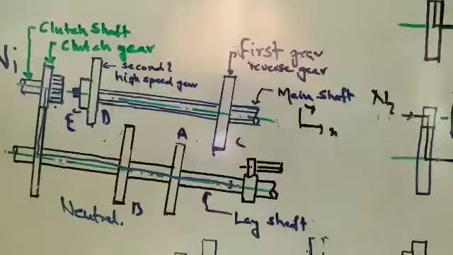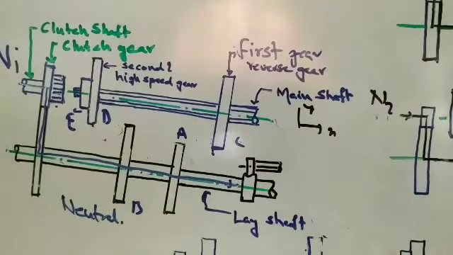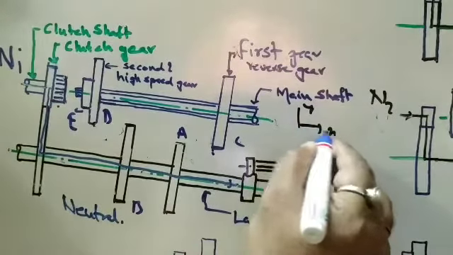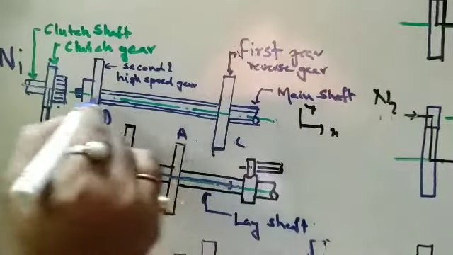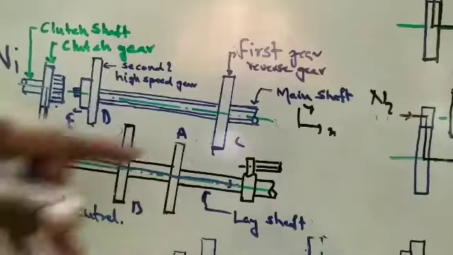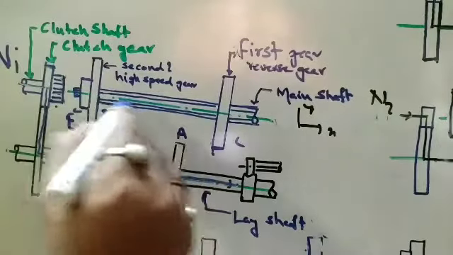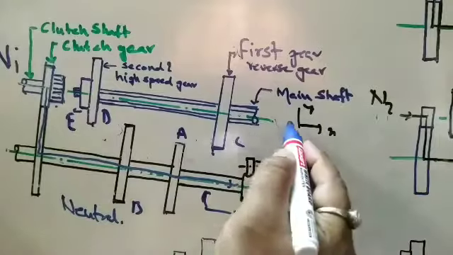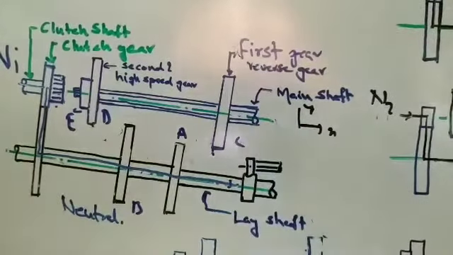So these are the number of teeth in different gears. Now what happens when we require a first gear? A sliding motion can be given in the x direction on the main shaft. It can be changed in any direction along the x-axis, either left or right, depending on the requirement.